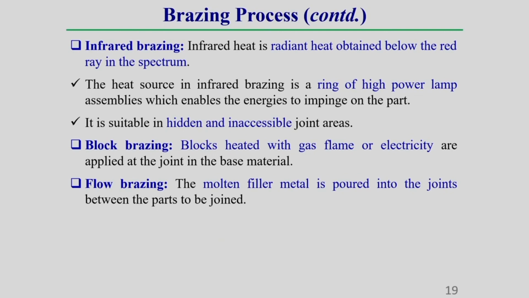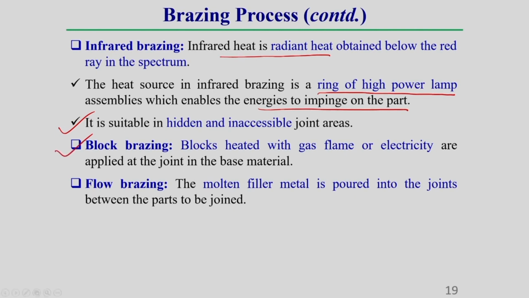Now, the infrared brazing process. In infrared brazing, the heat is radiant heat, which is obtained below the red ray in the spectrum. The heat source in infrared brazing is a ring of high power lamps, which enables the energy to impinge on the part. It is a suitable process for hidden and inaccessible joint areas.